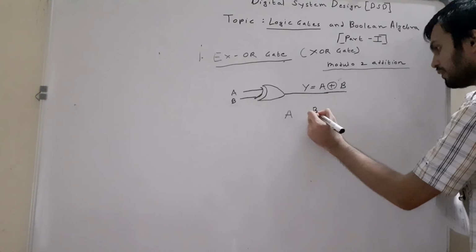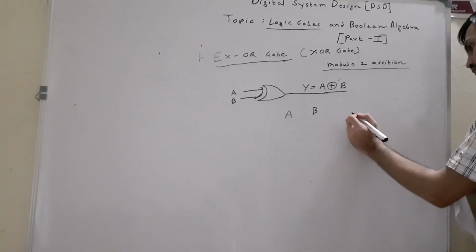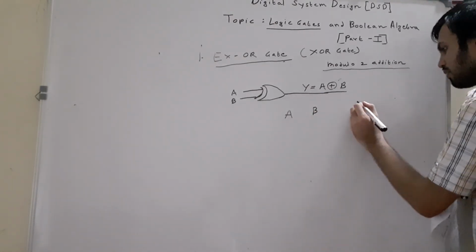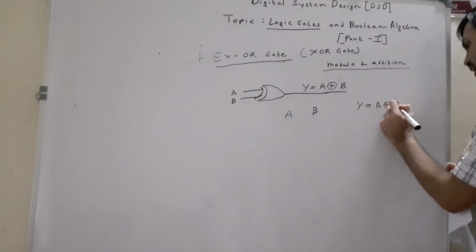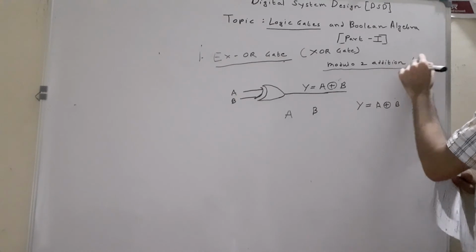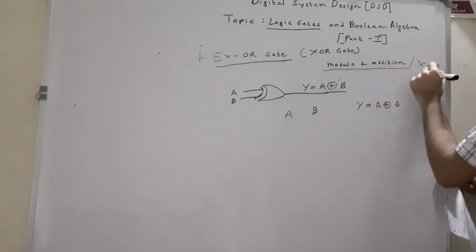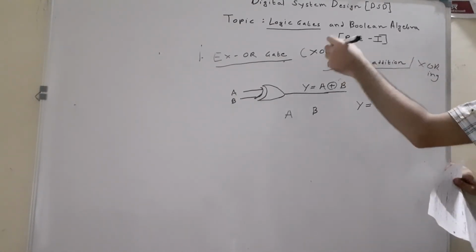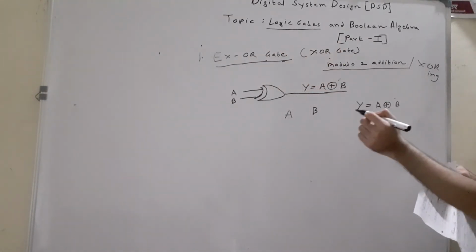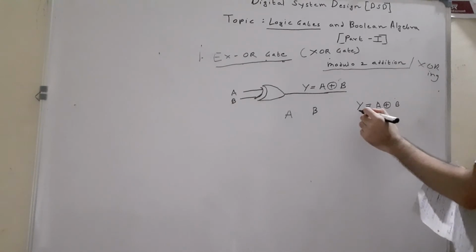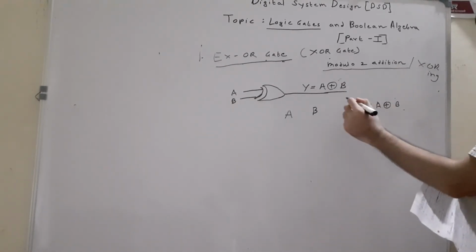A, B, y is equal to A XOR B, and that's the reason modulo 2 addition is sometimes called XORing also, because another name for this XOR gate or exclusive OR gate is XOR gate. That's the reason it is known as XORing. So y is equal to A XOR B.